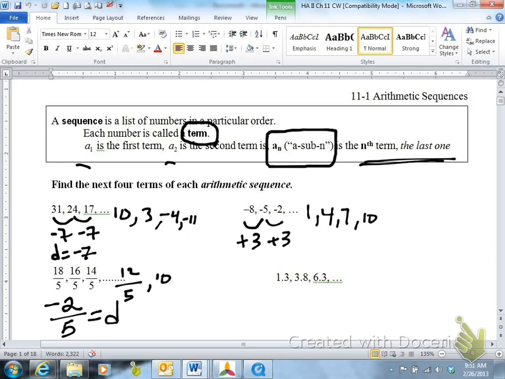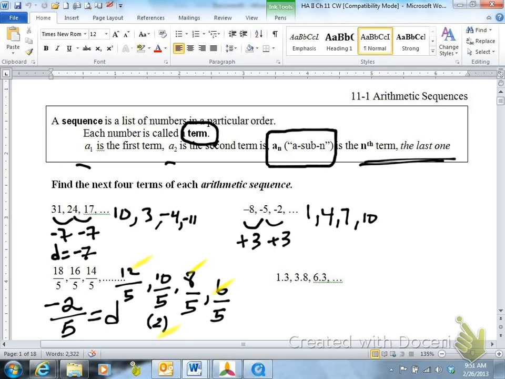So the next four terms, you subtract 2, that would be 12 fifths. Subtract 2 would be 10 fifths, which we should write as 2. And then we have 8 fifths. Then we have 6 fifths. So we'd have 12 fifths, 2, 8 fifths, and 6 fifths with a highlighter. Nothing like a highlighter.